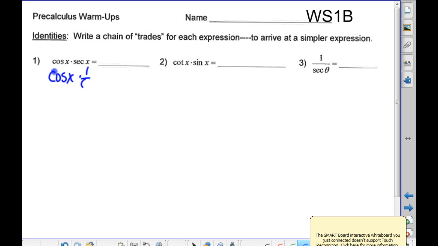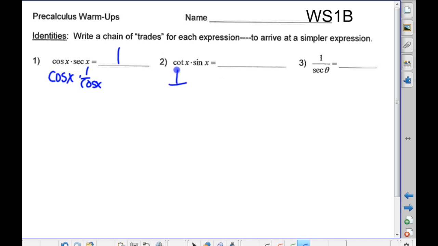Cosine times 1 over cosine, so Elijah, what'd you get? 1. Anybody have an answer for number 2? What did you do? Okay. Or cosine, cotangent was just cosine over sine. That's all right. It worked.